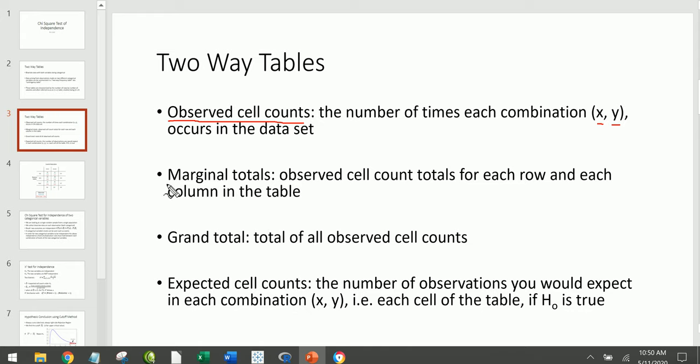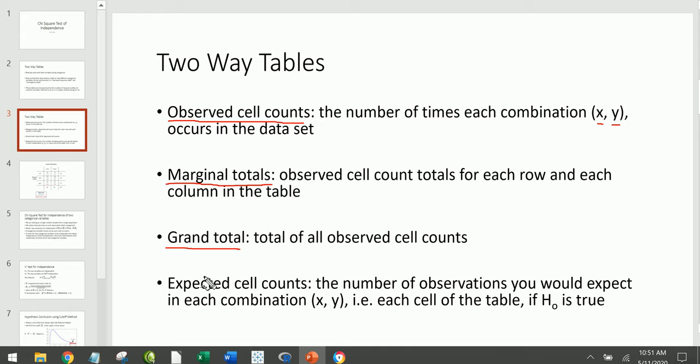Then you have marginal totals. These are the totals at the end of the columns and at the end of the rows. So these tables will often have an extra column and an extra row where there are just the totals. They're on the margins, so we call them marginal totals. Then we have a grand total, and it's off on the diagonal at the bottom right. You're going to take a look at one of these in a second. This is the total number of observations in your study, so the total sample size, essentially, n.